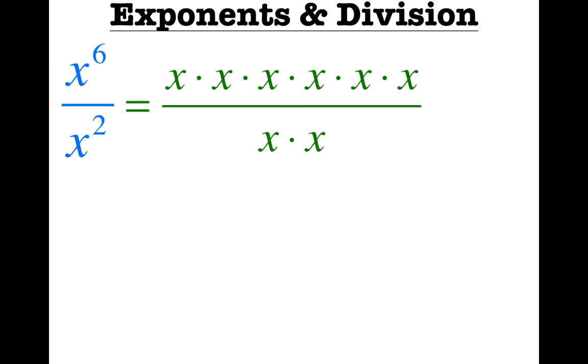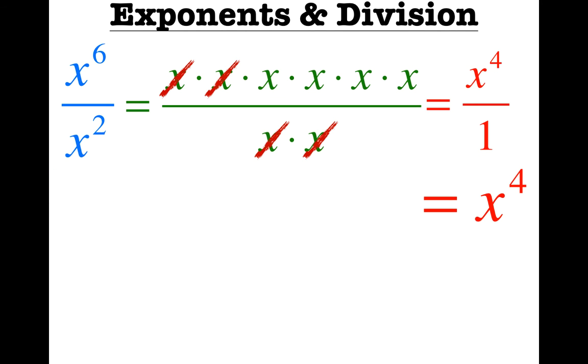And if you notice here, what we can do is just like reducing fractions. If you have an x here and an x here, can't we just scratch them? And then you've got another x here and another x here. Can't we scratch those out? They cancel each other out, right? Okay, good. So what do we have left? We have x times x times x times x. That's just x to the 4th over 1, which is really just x to the 4th, isn't it?